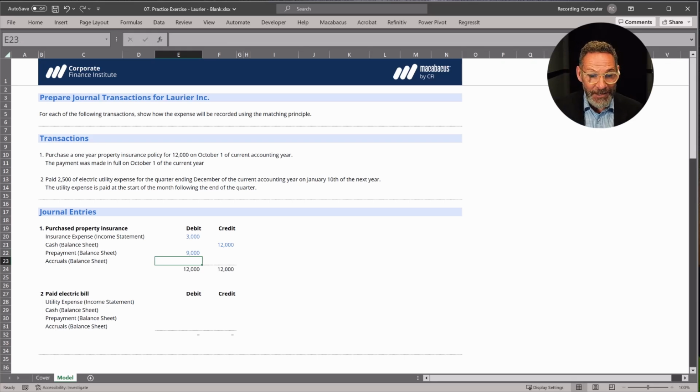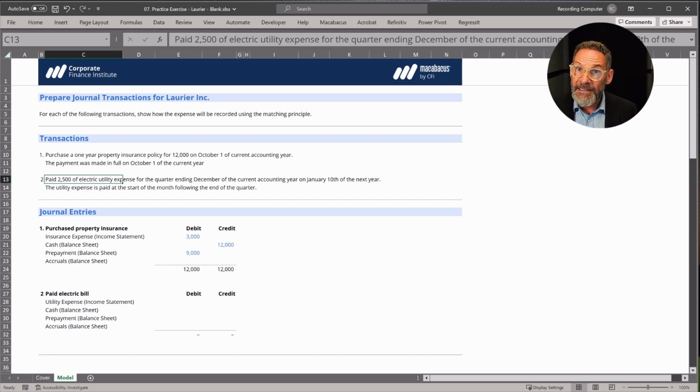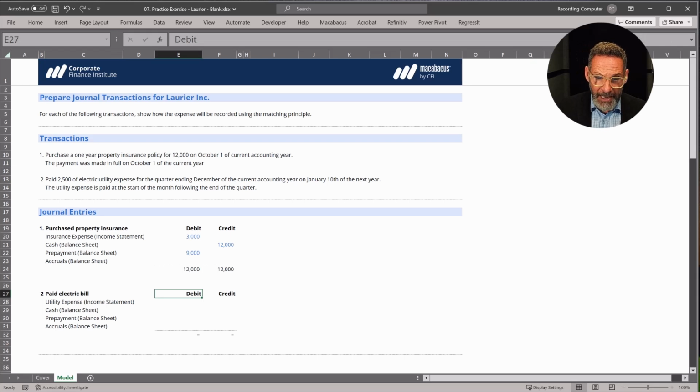Okay, now what we're going to do is a utility expense. Here we paid $2,500 of electric utility expense for the quarter ending December, but we paid just after the year end on January 10th. Typically, the utility expense is paid at the start of the month following the end of the quarter. So here we have an expense relating to the current year but we haven't paid any cash. So we're not going to touch cash, but we have to record an expense. When we have an increasing expense, that's a debit of $2,500.